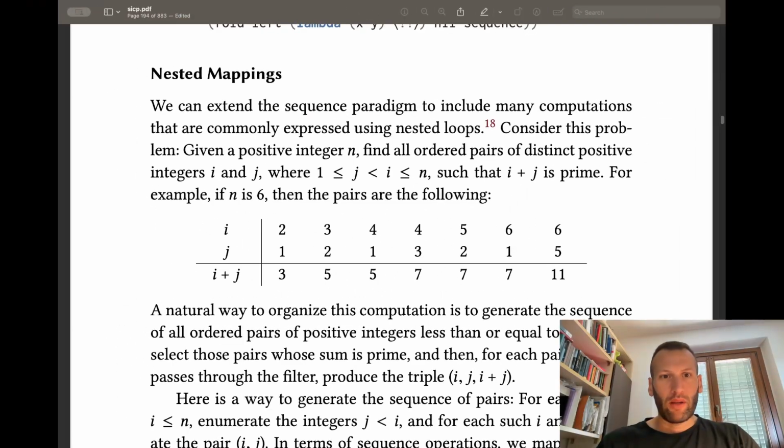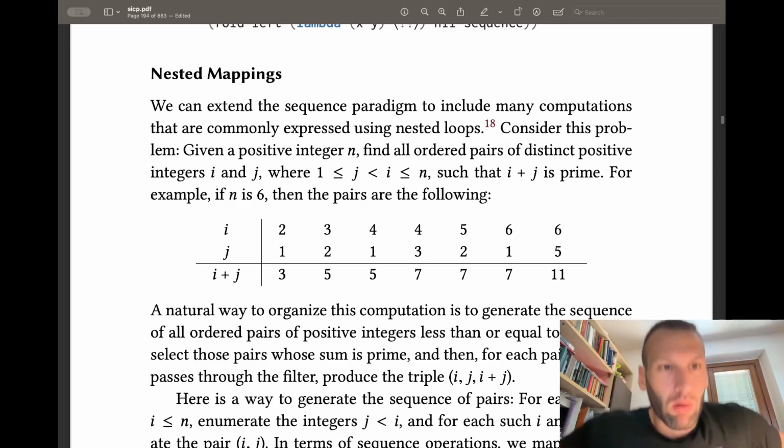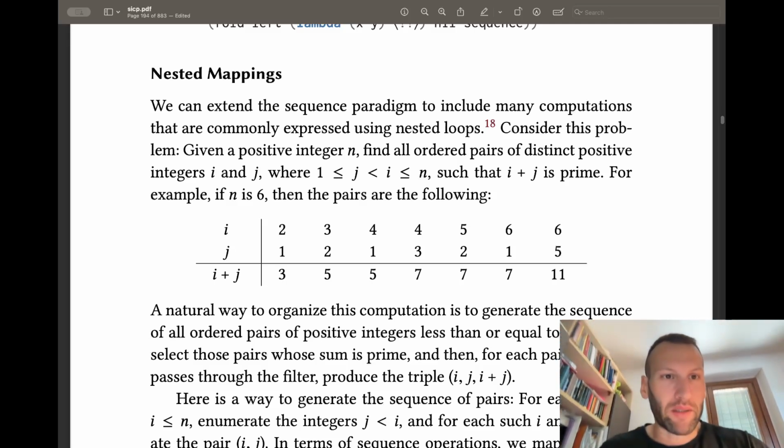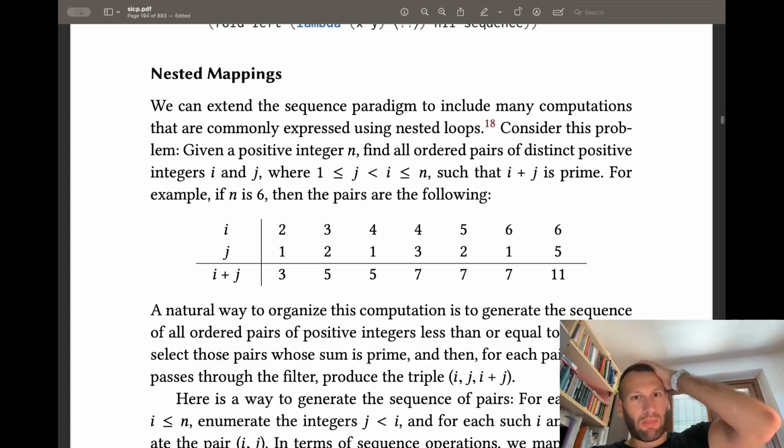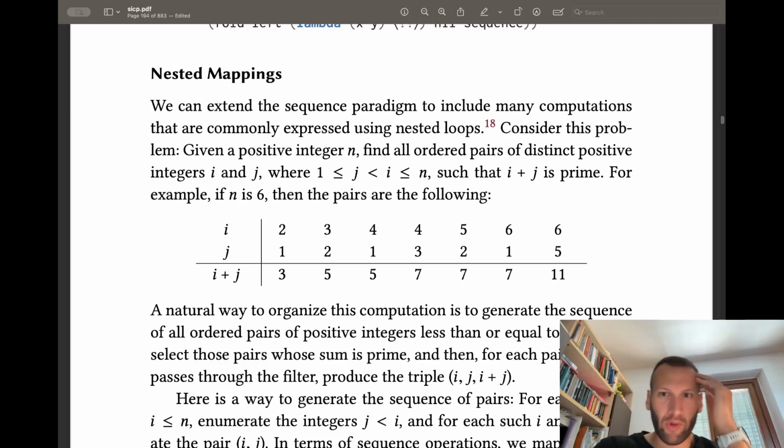And back with Structure and Interpretation of Computer Programs. So let's continue with nested mappings. We can extend the sequence paradigm to include many computations that are commonly expressed using nested loops.